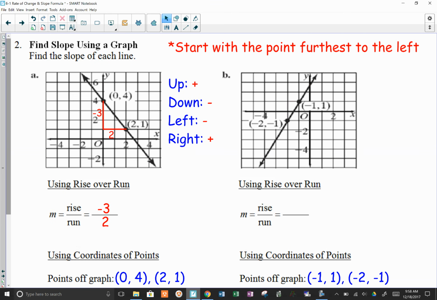All right, let's try another one. So in B, if I'm starting at the point that's on the left, I would have to go up 2, so it's a positive value. I put that in the numerator of my slope. And I'd have to go right 1, so that's, again, positive. I put that in the denominator of my slope. Now we just have to simplify. 2 over 1, both positives would be a positive value. 2 over 1 is 2.